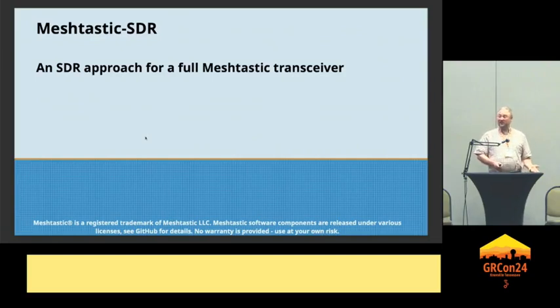Some people would know me as Cranky Linux user, and I'm bringing the talk here, Meshtastic SDR. That's an SDR approach for a full Meshtastic receiver. And thanks to Mr. Taparel, who just gave this wonderful talk. His work is instrumental in what I was able to continue working with.